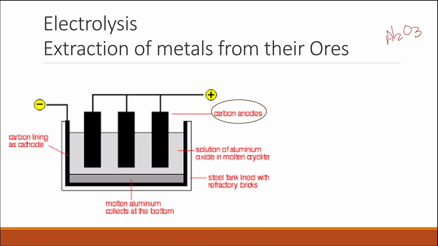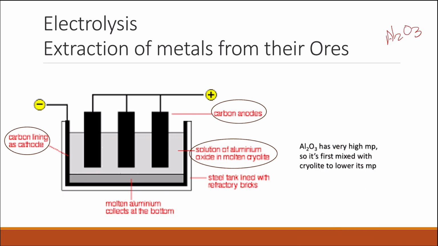In the electrolysis, you're going to have the carbon anode, which is the positive electrode, and carbon lining as a cathode. And then you have the molten bauxite. The molten bauxite, or aluminum oxide, is usually mixed with cryolite, and the main reason for this is because aluminum oxide has a very high melting point. So they first mix it with cryolite to lower its melting point so they can have a molten salt.